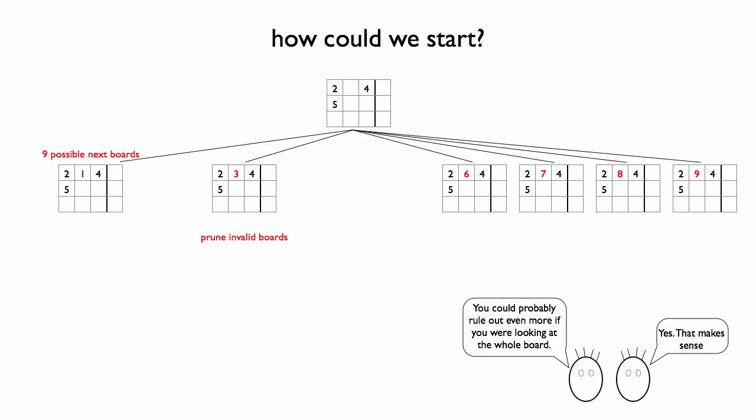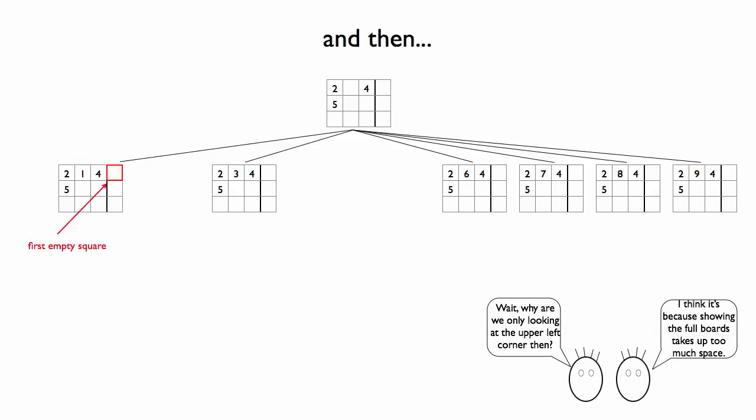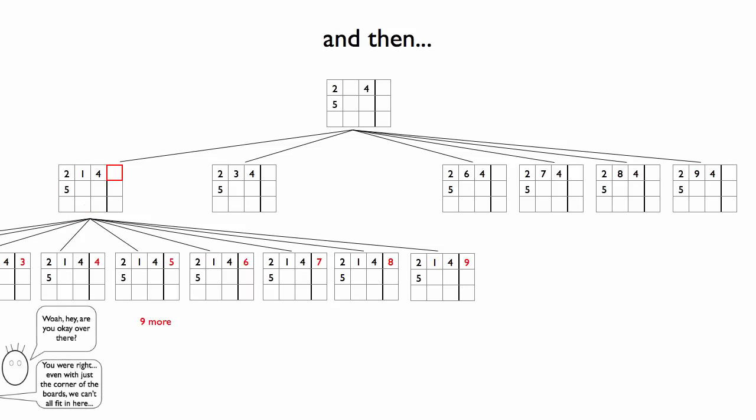So now what do we do? Well, none of those boards is a complete solution, right? Because none of those boards has no empty spaces. Then we just do the same thing again. We find the next empty square. We fill it in with the 9 possible values, and we prune. Now we've got some more boards.